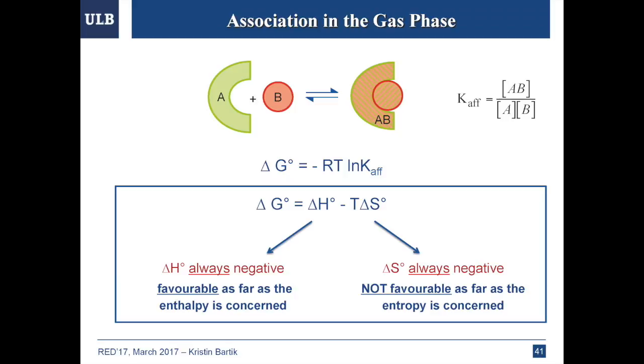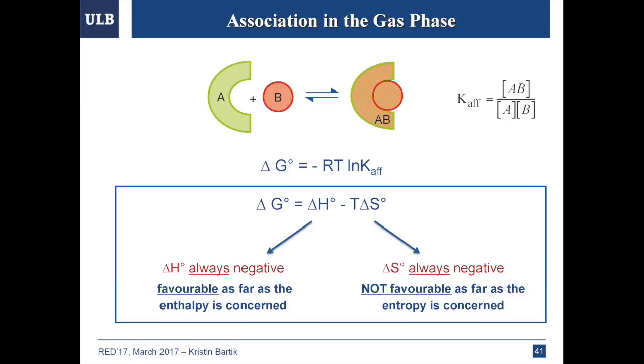It's going to be minus RT times the logarithm of this affinity constant. Now this delta G0, the standard free energy change, is going to be characterized by the change in the standard enthalpy, and minus T times the change in the standard entropy.